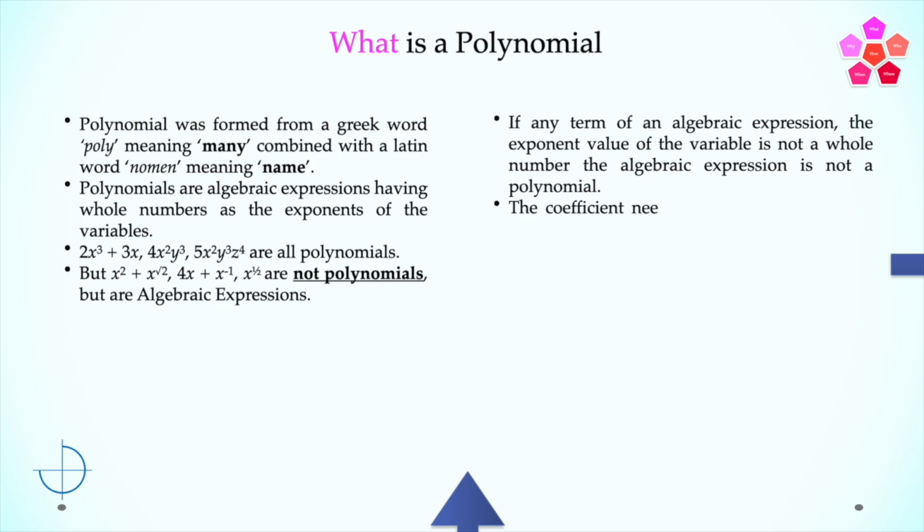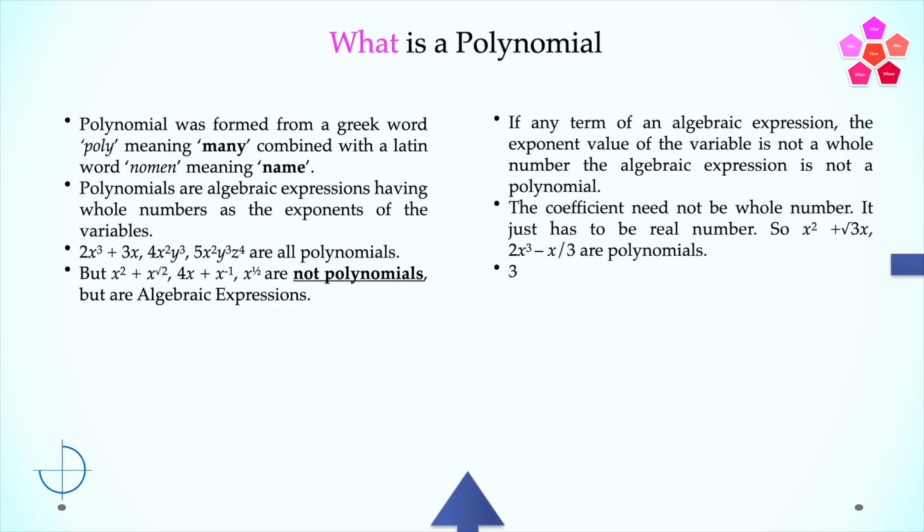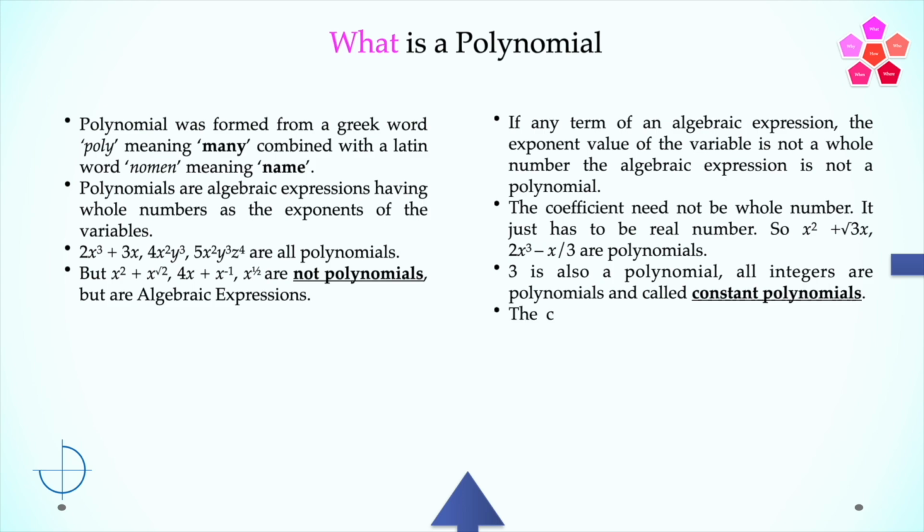The coefficient need not be a whole number. It just has to be a real number. So x² + √3x or 2x³ − (1/3)x are polynomials. 3 is also a polynomial. All integers are polynomials and are called constant polynomials. The constant polynomial 0 is called the zero polynomial. Till now, we have understood how to identify polynomials.